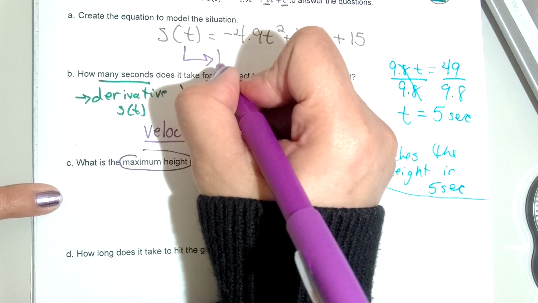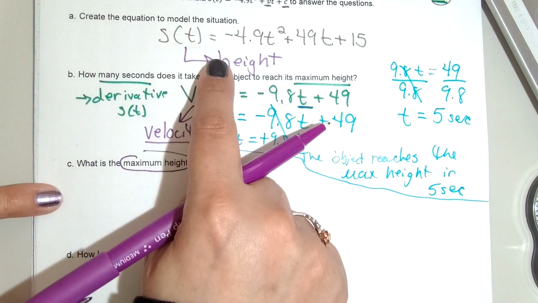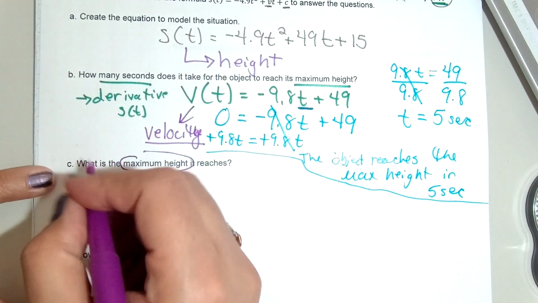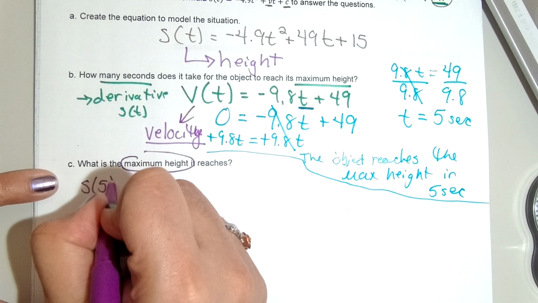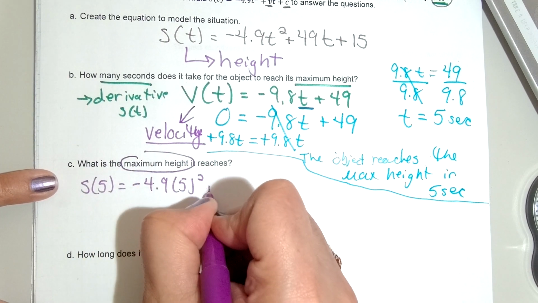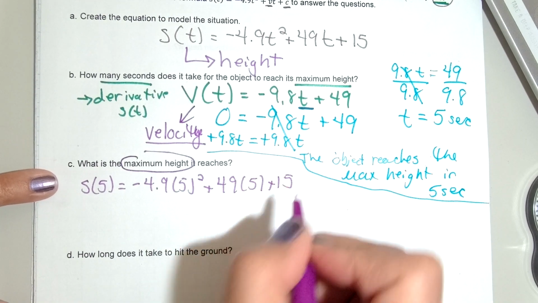This is for height. The S of t is for height. So that means we need to take this original function and substitute in 5. So S of 5, negative 4.9 times 5 squared, plus 49 times 5, plus 15.